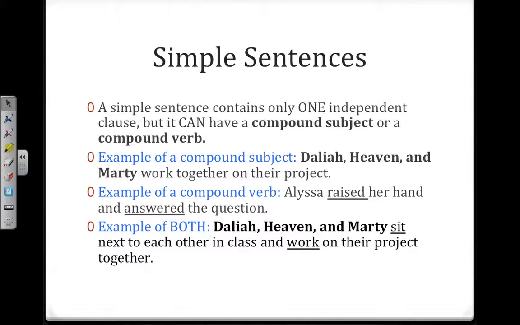Those are all just one independent clause because it is the same subject doing both of those actions. Here is a sentence that has both a compound subject and a compound verb. Dalia, Heaven, and Marty sit next to each other in class and work on their project. Now it's that one group of people that is a subject doing 2 things. It is still an independent clause. It is still a simple sentence.